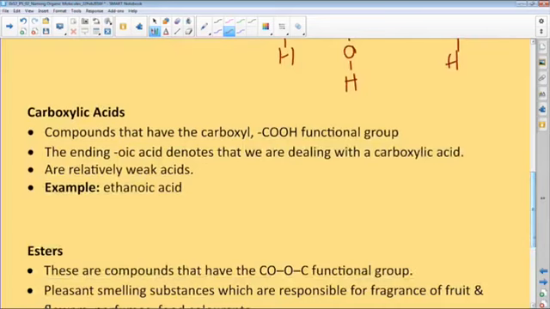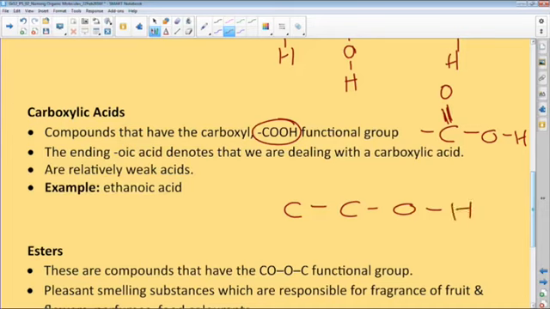Carboxylic acids get a little more complicated. My carboxylic acids have the functional group COOH. Now, when we draw that, it actually looks like this. So this is known as a carbonyl group, okay, because we have a carboxyl group, sorry. So we have the double bond to the oxygen. So ethanoic acid looks like this.